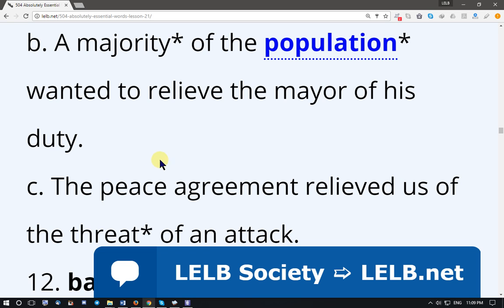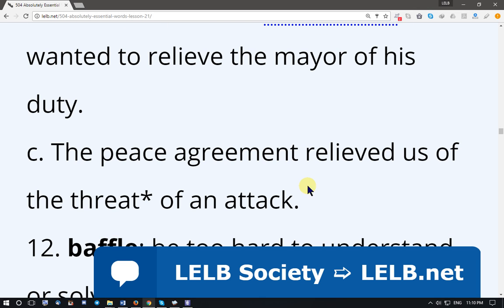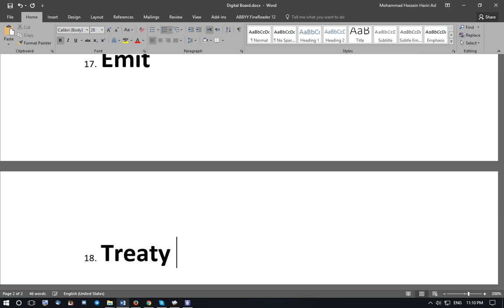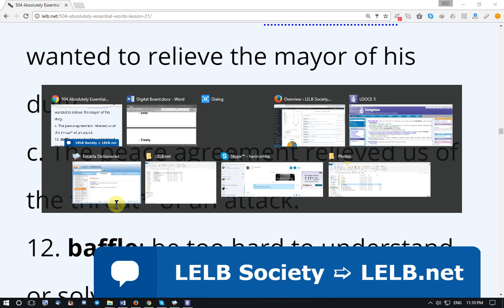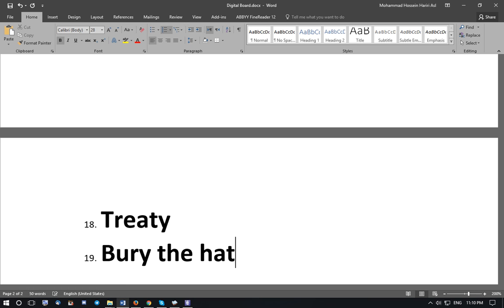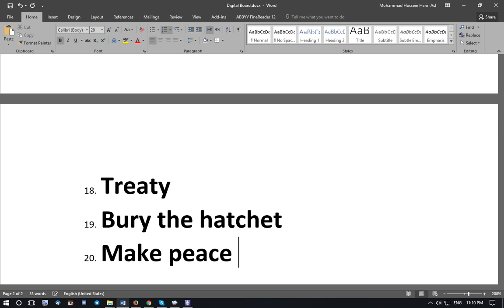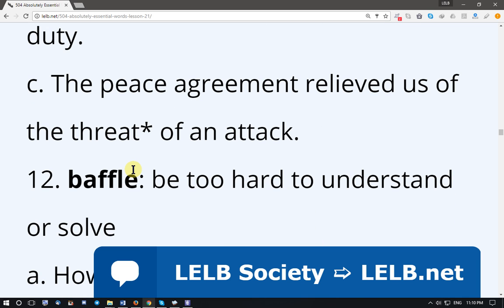The peace agreement relieved us of the threat of an attack. Peace agreement or treaty. Means protocol. Relieved us of the threat or danger of an attack. Yeah, we just buried the hatchet. Make peace. So after signing that peace treaty, we just eliminated the potential or threat or menace of any further attack.